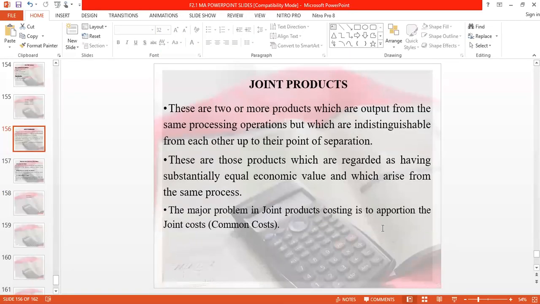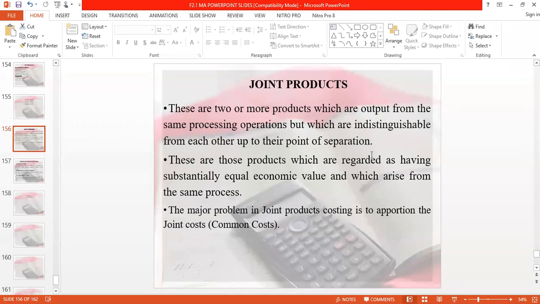Now we want to go a step further from what we had looked at. We have now looked at how to prepare basic process accounts with only closing work in progress, and process accounts with both opening work in progress and closing work in progress. So let's try to finalize by looking at two items now: only joint products and byproducts, and we end. Maybe in the next 1 hour, we should have finished if our speed is okay.